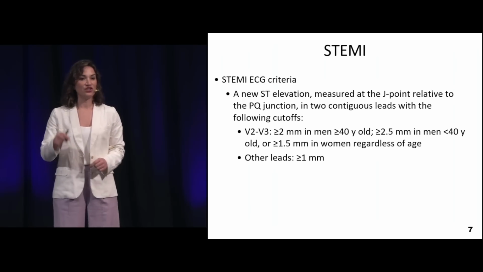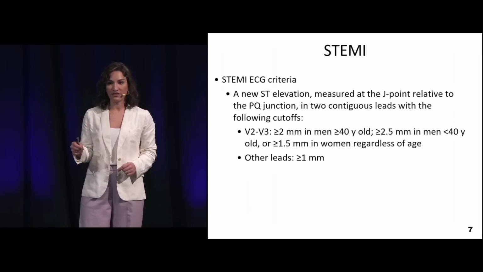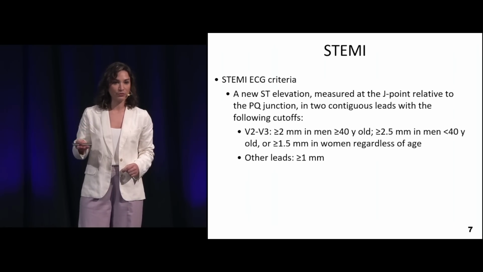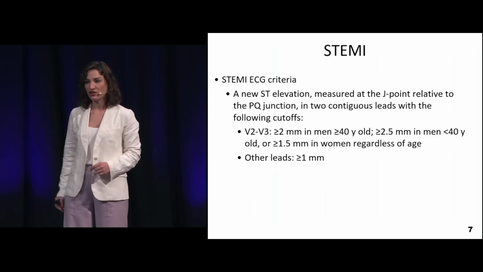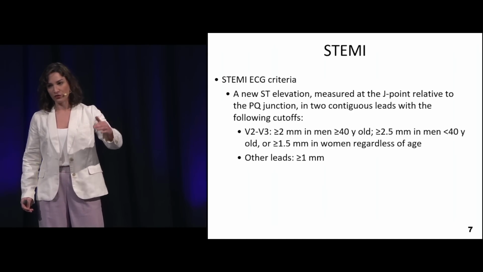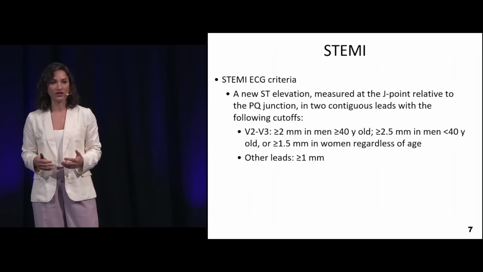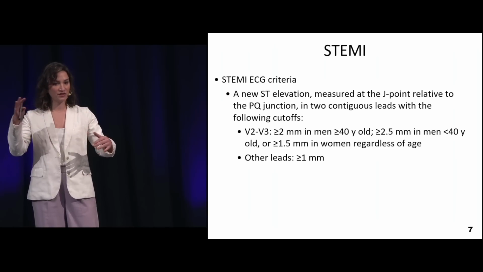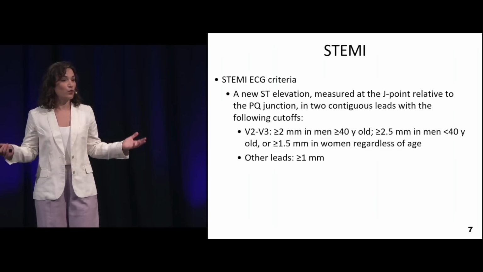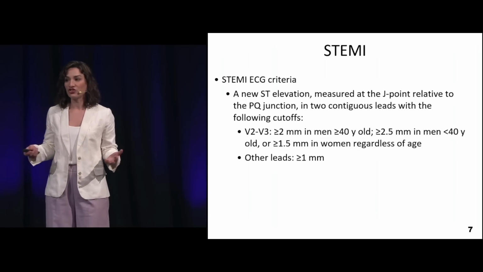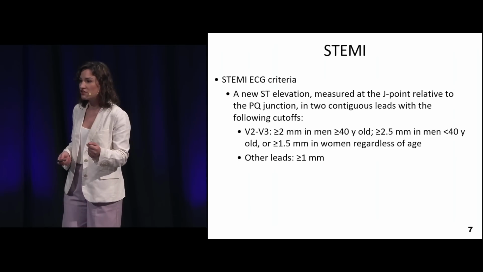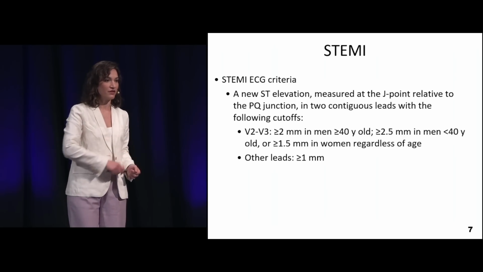It has to be in 2 contiguous leads in sort of an electrical distribution, right? Those distributions we already talked about. Inferior, 2, 3, aVF. Anterior, V2, V3. It's got to be in a distribution, and it's greater than 1 millimeter. ST elevation, greater than 1 millimeter, contiguous leads. Boom, slam dunk, that's a STEMI.